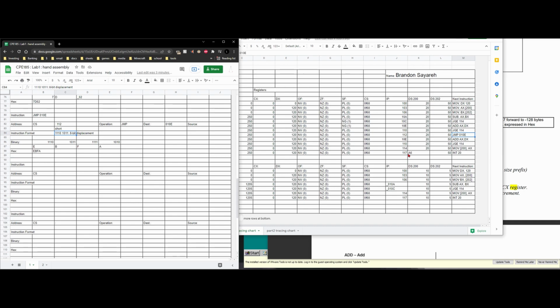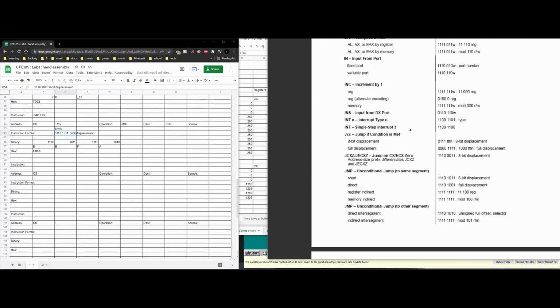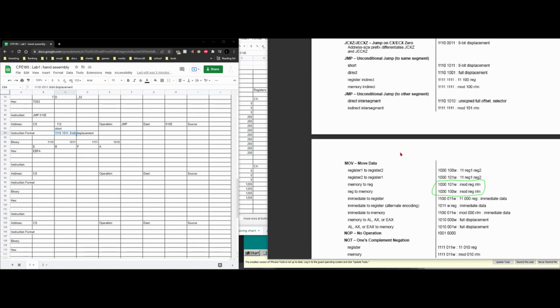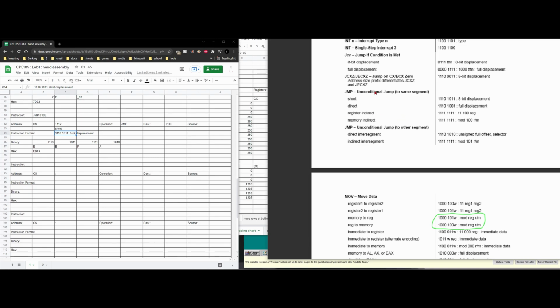So let's look for our instruction format. We're going to look at the hand assembly instructions. We're going to go in here, we're going to find our jump. It is an unconditional jump, so it's going to be inside of here. Remember, we use our short. We're going to have this first part right here, so that's where we're going to get our E and our B from. Now what about the F and the A?